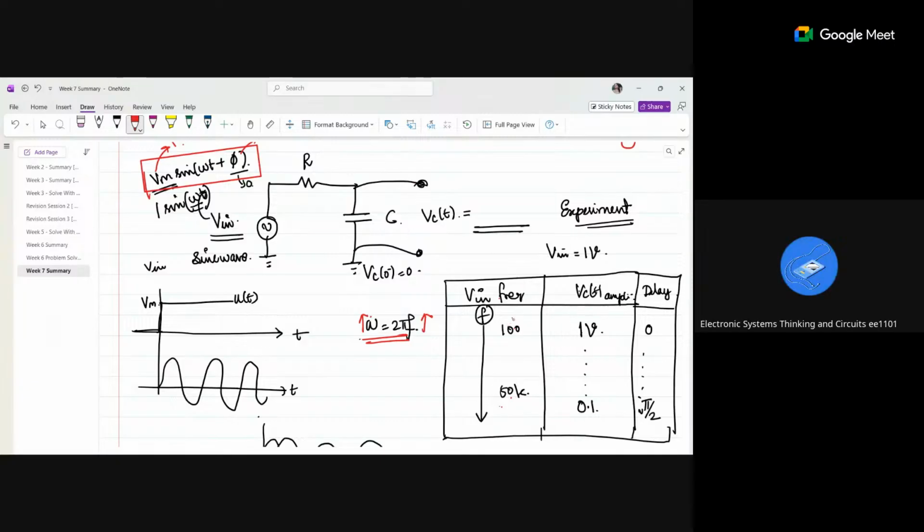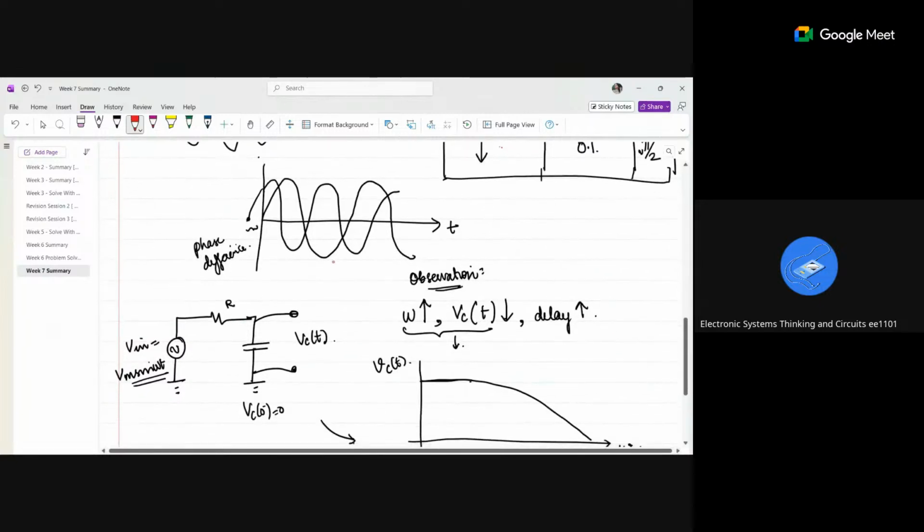Initially at low frequency, it is giving me exactly 1 volt. But as I increase my omega, that is my frequency f, my VC of t is decreasing. That's what I observed experimentally. Because the capacitor takes time to charge, and as we increase the frequency, it cannot charge too fast. At the same time, there is also a delay between the input signal and VC of t. That delay is also increasing with omega.